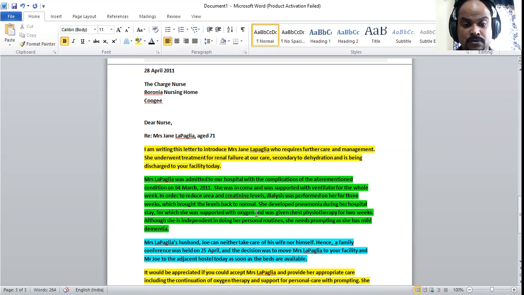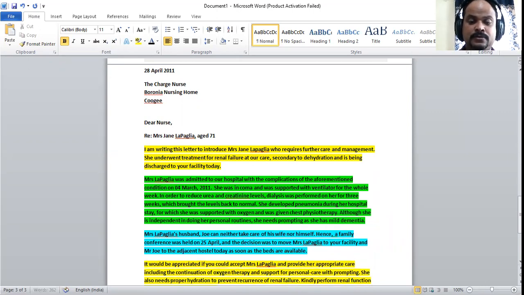She was supported with oxygen. If I add this particular thing, 2 weeks, for the 2 weeks, I may think that I have given oxygen also for 2 weeks. So I just cancel it because it creates some confusion. We know that the physiotherapy was given for 2 weeks. But the oxygen is still, we need the support of oxygen here.